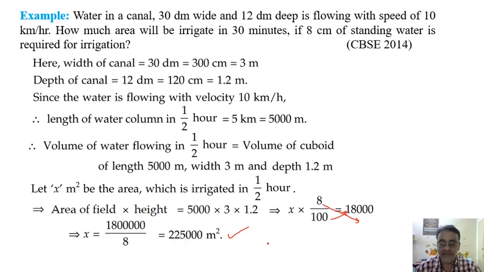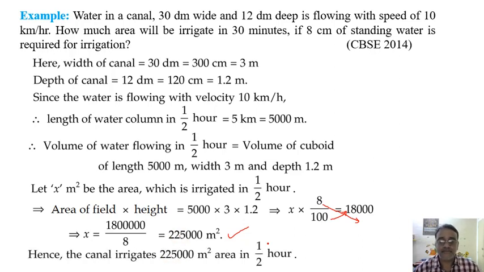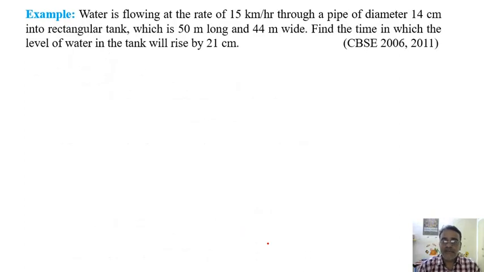Any doubt in this question? No, sir. Okay. We are moving towards the last question. Water is flowing at the rate of 15 km per hour through a pipe of diameter 14 cm into a rectangular tank, which is 50 meter long and 44 meter wide. Find the time in which the level of water in the tank will rise by 21 cm.